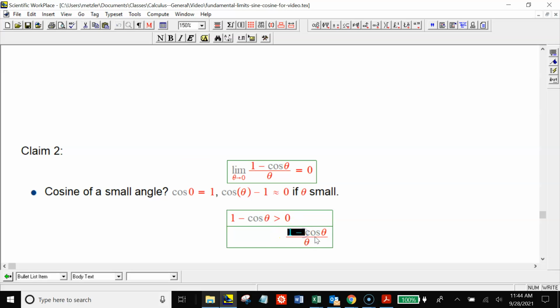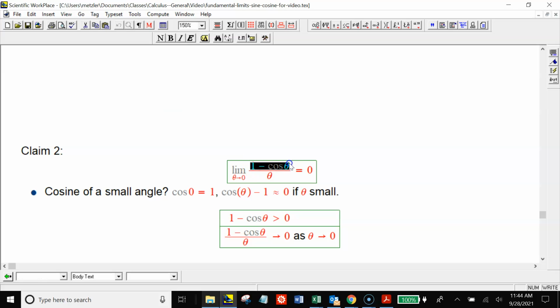So if the limit of this ends up being super small, that's saying that 1 minus cosine theta is not just small, it's qualitatively smaller than theta itself. If this limit were something different, it would say something different. But in fact, the claim is that this actually goes to 0 as theta goes to 0. So it's actually a little bit more subtle statement than the other one.